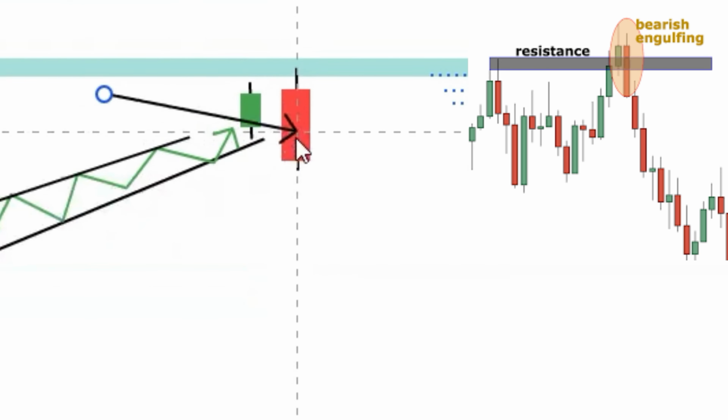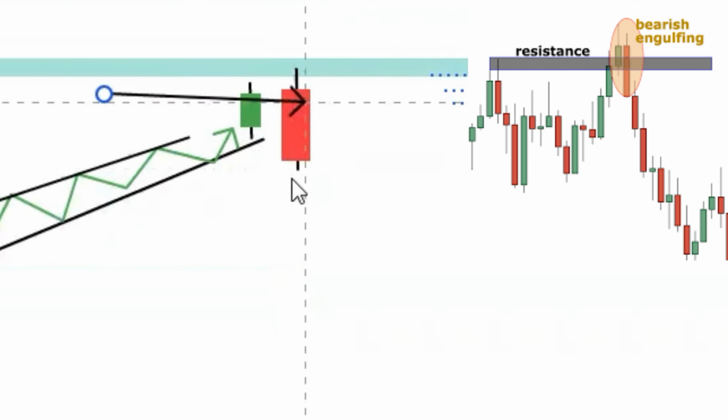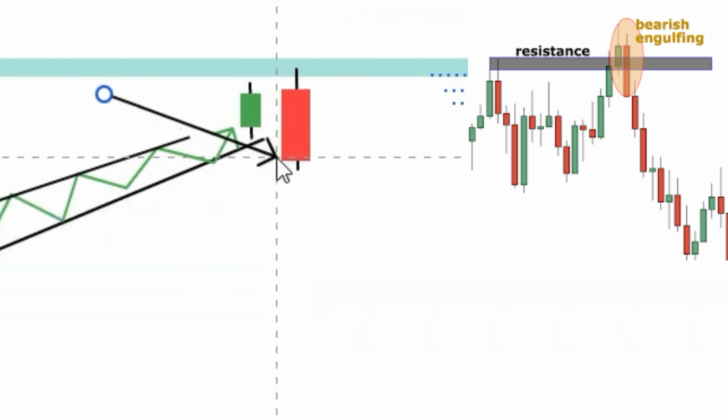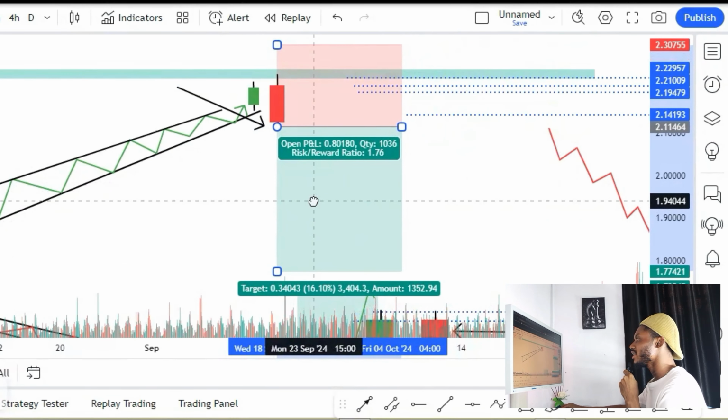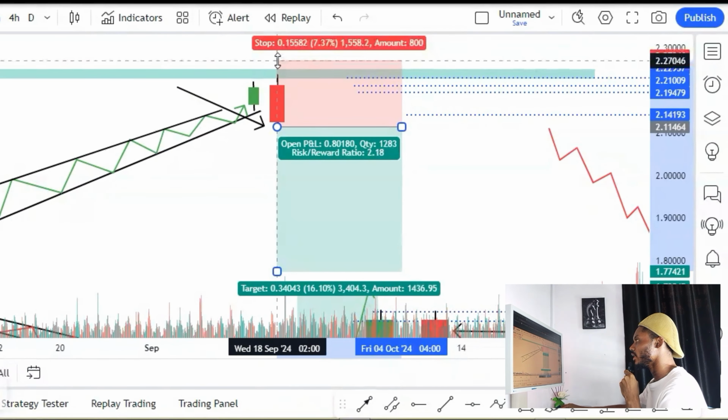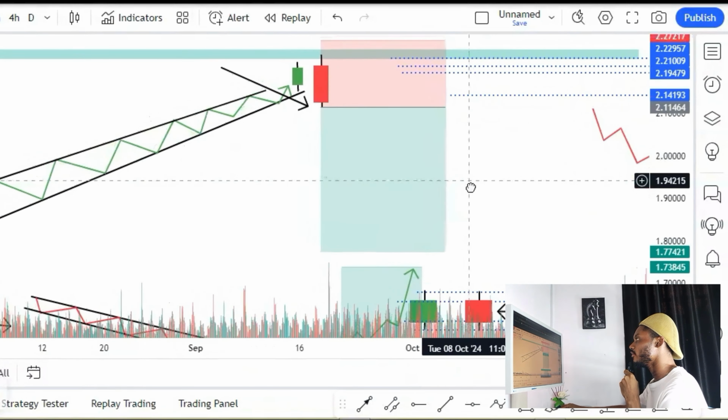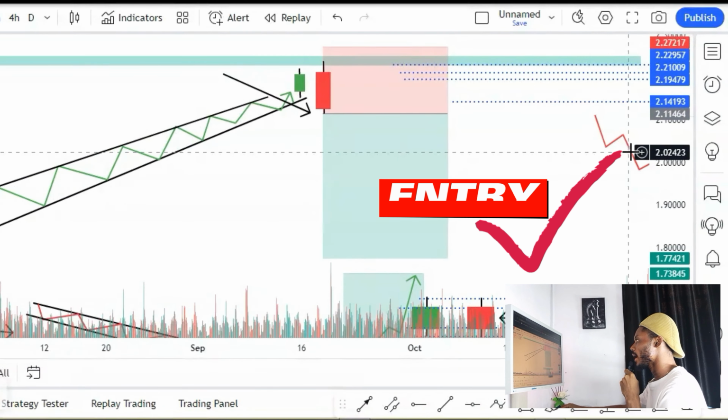So this is a strong signal that the sellers have already gained control over the market. Once you have a bearish engulfing candle, just go ahead and place an entry there with your stop loss above this particular zone here, and the price should drop.